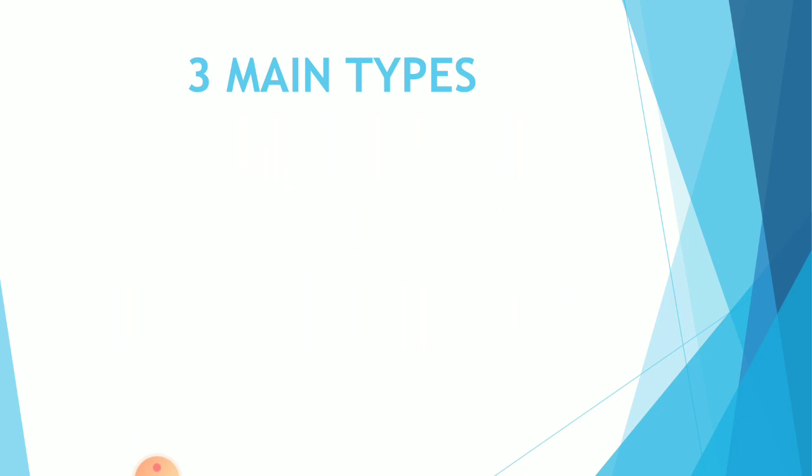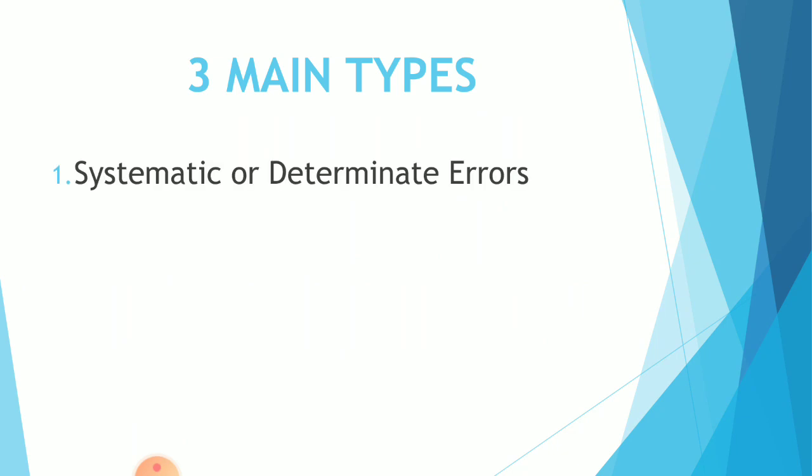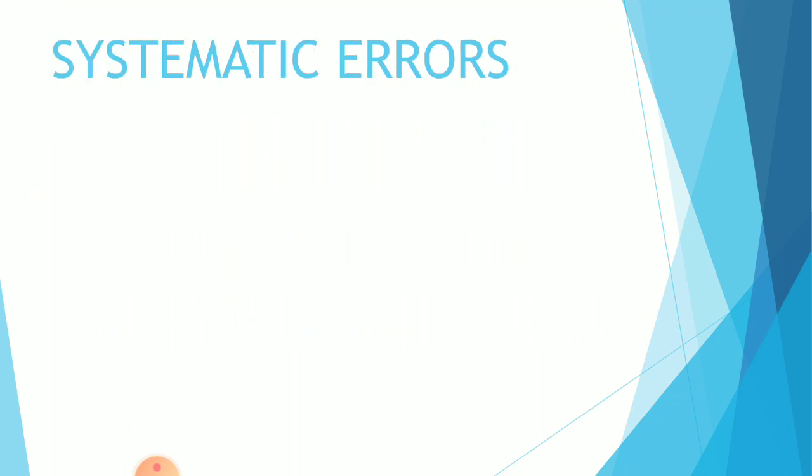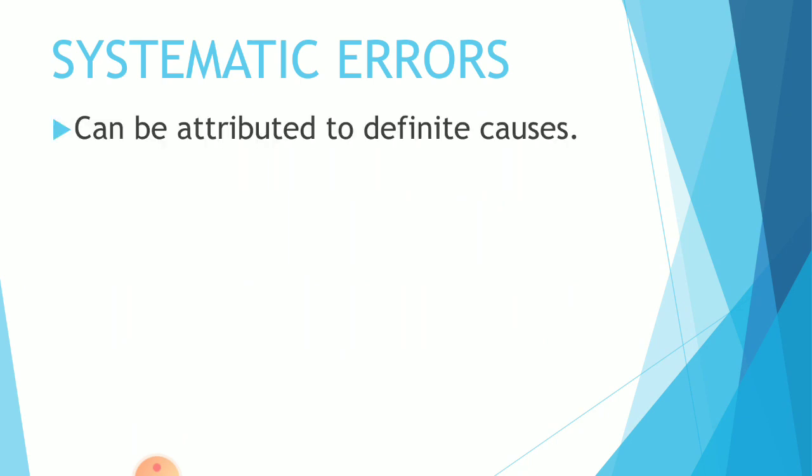These sources of errors can be grouped into three main types, namely systematic or determinate errors, random or indeterminate errors, and the gross errors. First, let us talk about systematic errors. Systematic errors are those that can be attributed to definite causes. They are often reproducible and can affect the accuracy of the results.